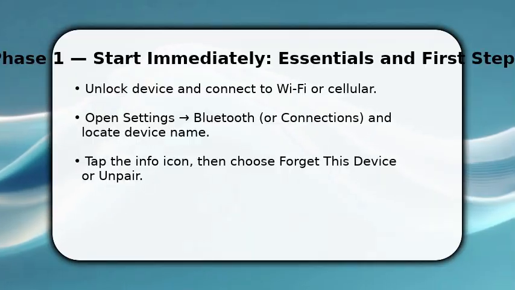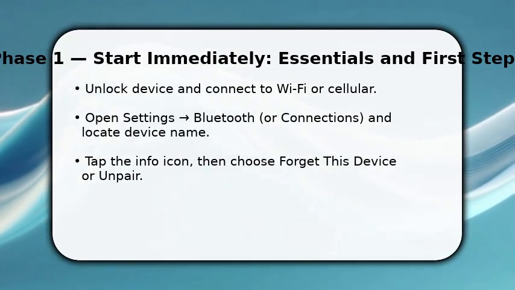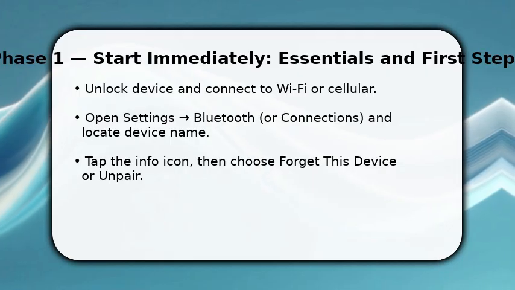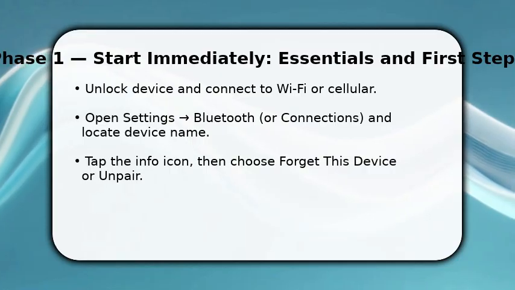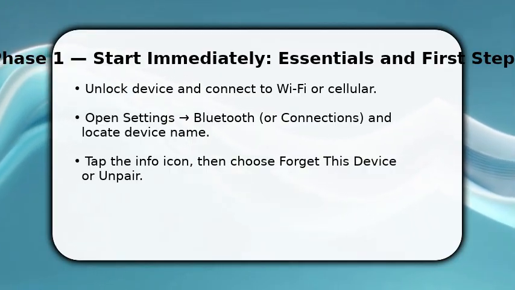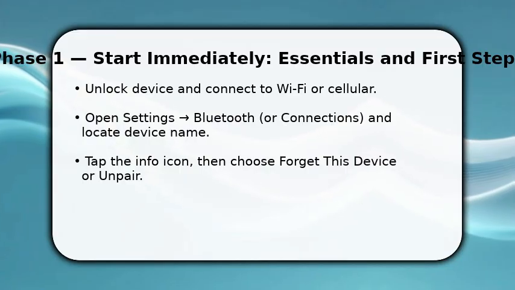You're going straight to action. Unlock the phone and open settings, then Bluetooth or connections. Locate the exact device name. This matters when several appear. Tap the small info or gear icon next to the device and select Forget this device or Unpair. Confirm the prompt. Doing so removes the pairing record from this device.